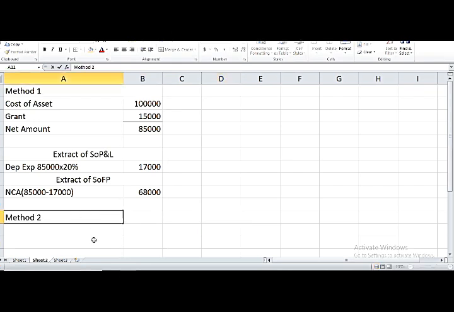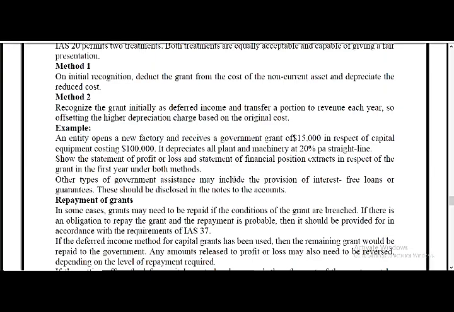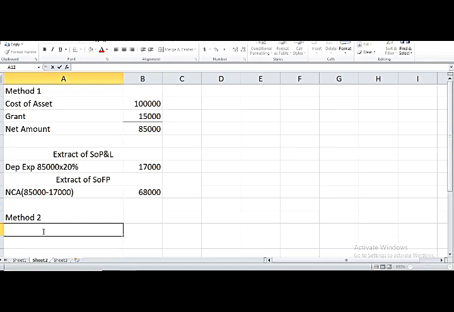While in method two, they say to record it as a credit. Like the 15,000 you are receiving, you will be passing an entry. What entry will it be? You will be receiving cash, for example, debit bank 15,000, and credit deferred income.